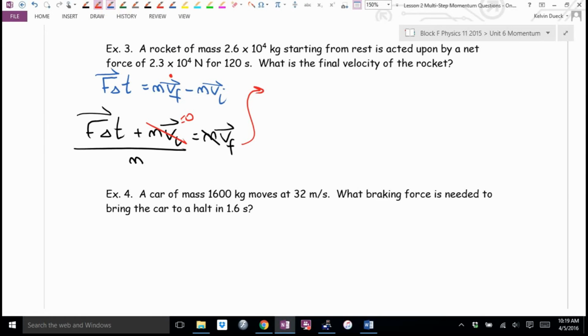Okay. The final velocity is going to be the force, 2.3 times 10 to the 4th, times the time, 120. If the initial velocity wasn't 0, it would be plus the mass times the initial velocity. Don't need to. Divided by 2.6 times 10 to the 4th.